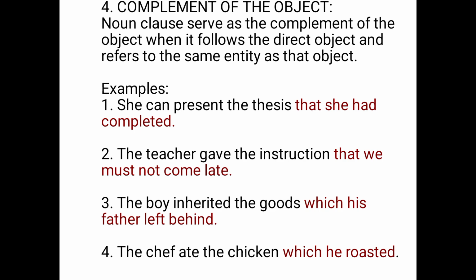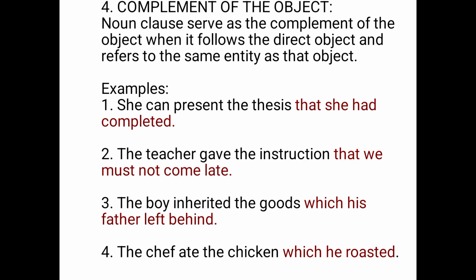Have you asked the question, which goods did the boy inherit which his father left behind? You see that you have the subject and the verb in the main, independent part of the sentence, and then the subordinate part, which his father left behind, complementing the goods, which is the object. And finally, you have: the chef ate the chicken which he roasted. Which he roasted is our noun clause complementing the object, which is the chicken.